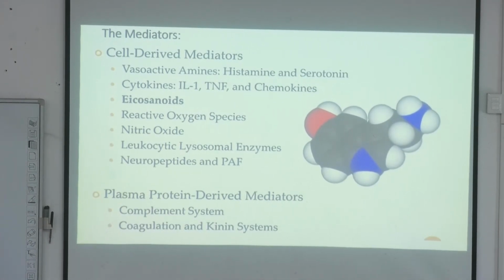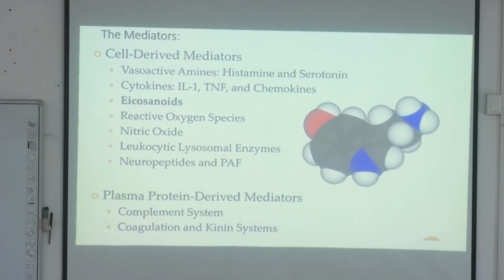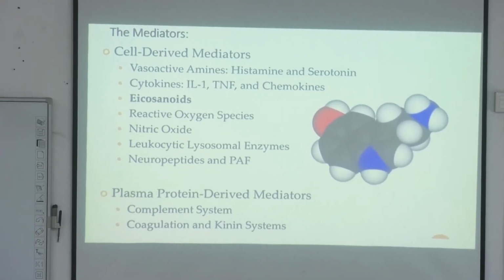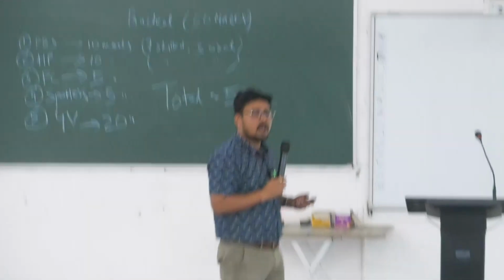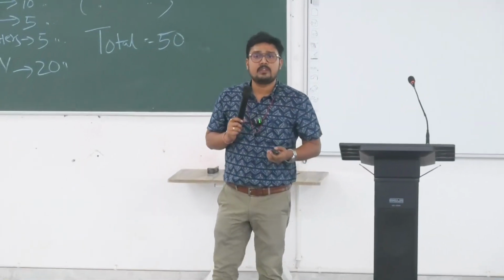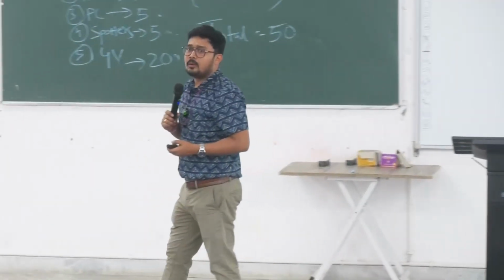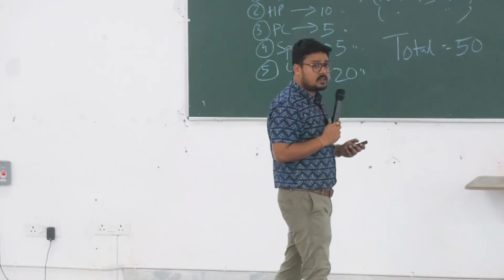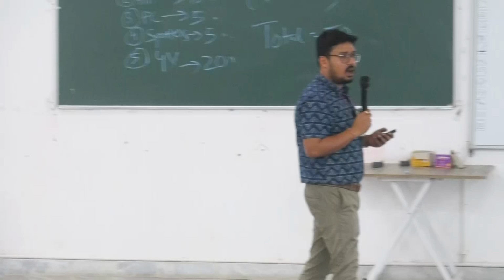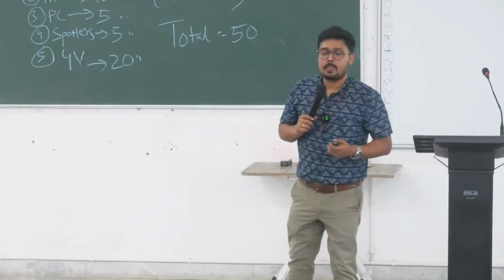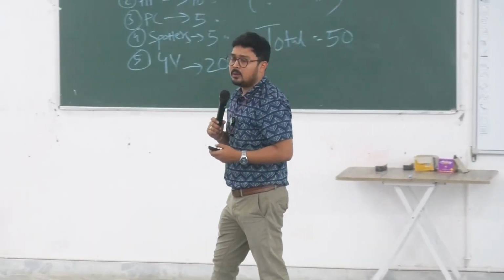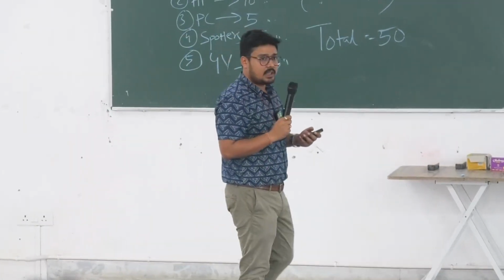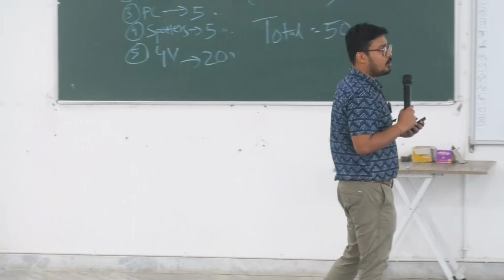Now the most important cell-derived mediator, newly synthesized, often asked as a short note, are eicosanoids. What are eicosanoids? What does the word eicosanoid mean? Eicosa means 20 in Greek. So eicosanoids are the molecules that are derived from a 20 carbon molecule, namely arachidonic acid. So arachidonic acid is a 20 carbon molecule.